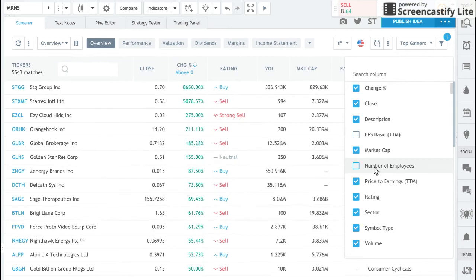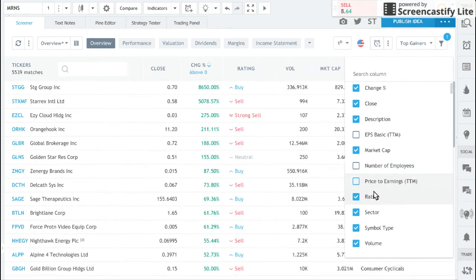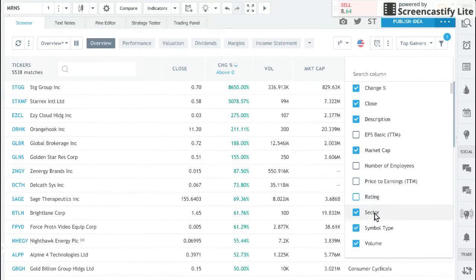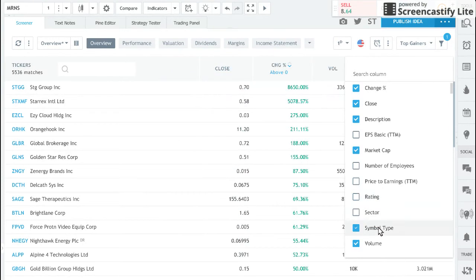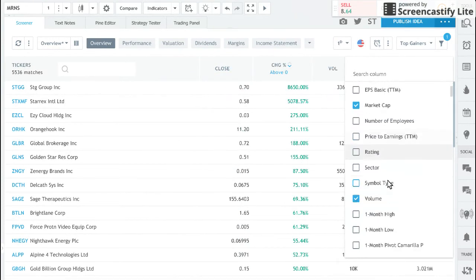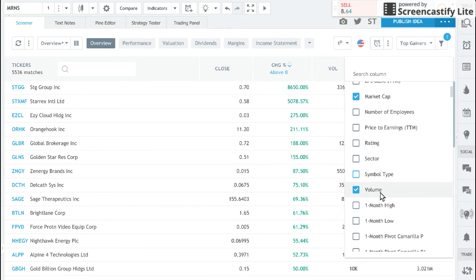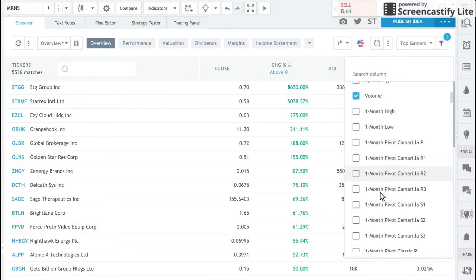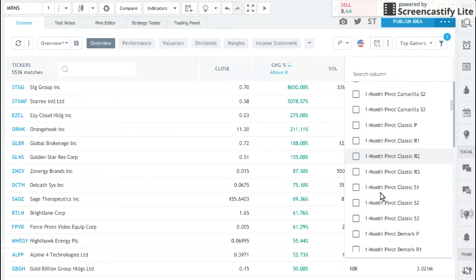Number of employees, not important. Price to earnings, not important. I don't need to know the rating. I don't need to know the sector. I don't need to know the symbol type. But what is important is the volume. That is definitely important. And we'll continue to scroll down, and they've got tons and tons of indicators.